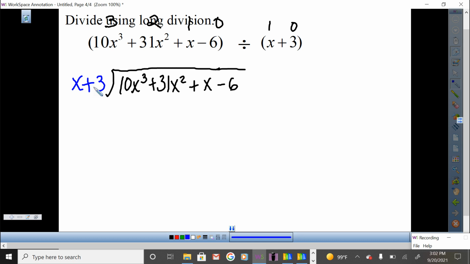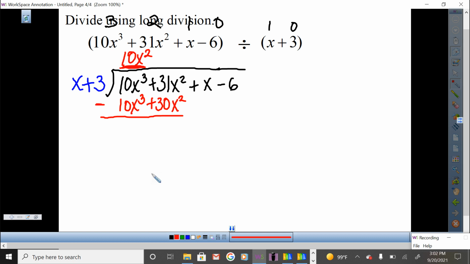Now that we set it up, question, we start. What number times x gives me 10x cubed? Tell your neighbor, please. What number times x gives me 10x cubed? Yeah, I heard 10x squared. That is correct. 10x squared. 10x squared times x, that's 10x cubed. 10x squared times 3, that's 30x squared.